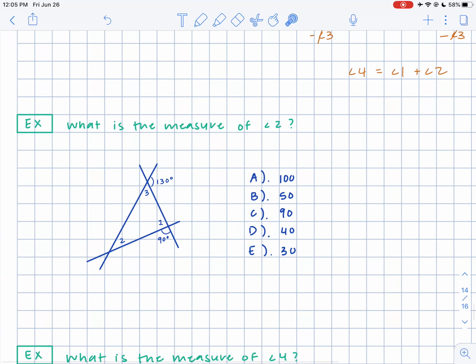Now let's get into some examples. This asks, what is the measure of angle 2? Well, what do we already know? We know that this is an exterior angle, and its remote interior angles would be 1 and 2. It should form a linear pair with the adjacent interior angle, okay? So if this angle 1 plus 90 equals 180, then we know that angle 1 should be 90.